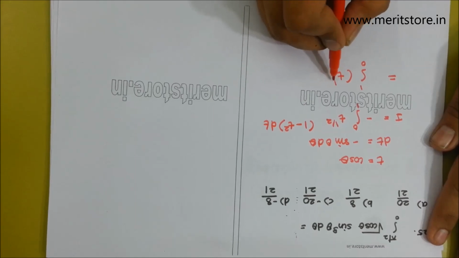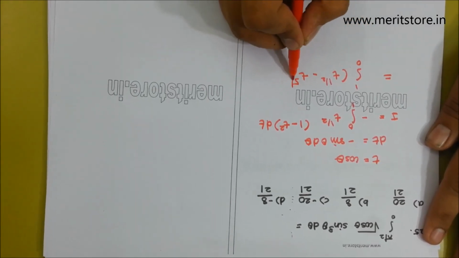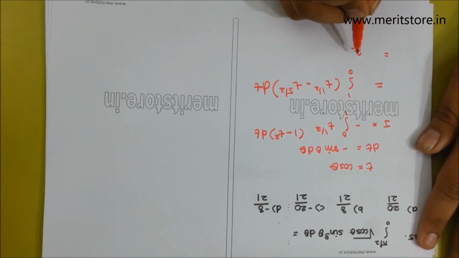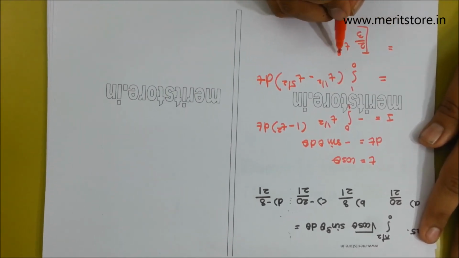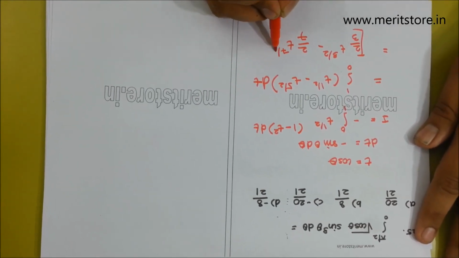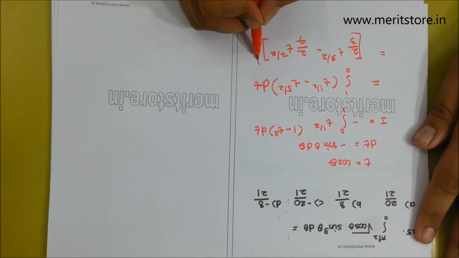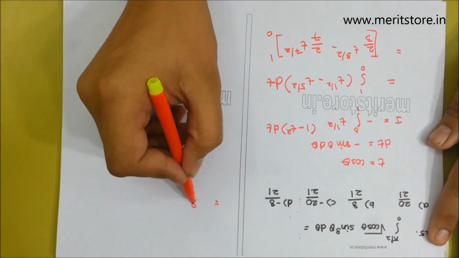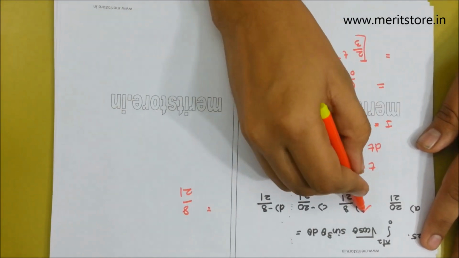That is 0 to 1 of t raised to 1 by 2 minus t raised to 5 by 2 dt, which can also be written as 2 by 3 t raised to 3 by 2 minus 2 by 7 t raised to 7 by 2 from 0 to 1. After substituting the upper limit minus lower limit, what we get is 8 by 21. So option B is the correct answer.